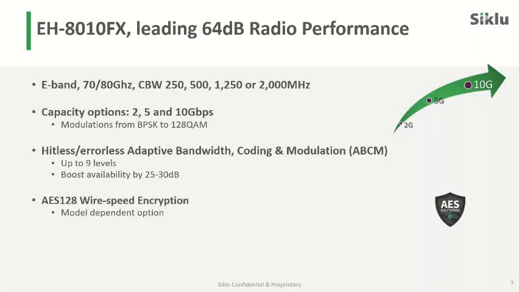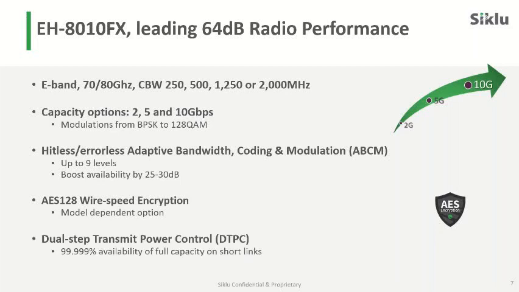And you now also have an option to provide encryption of the radio, in case your customers, sometimes business customers or, I would say, a government organization, may require encryption on top of the radio link. And last but not least, the dual-step transmit power control feature, which allows maintaining 5 nines availability at full capacity on very short links.